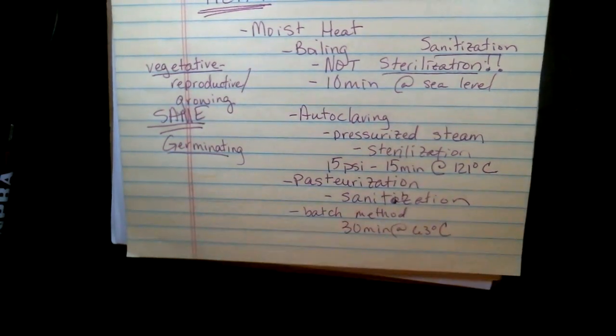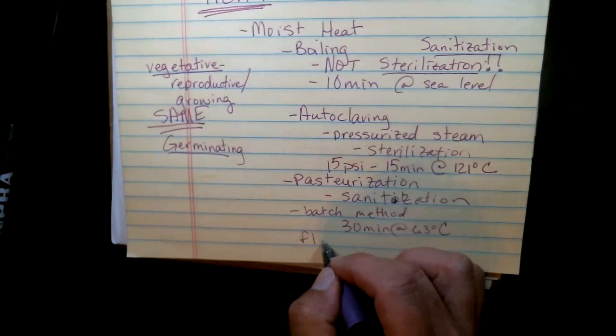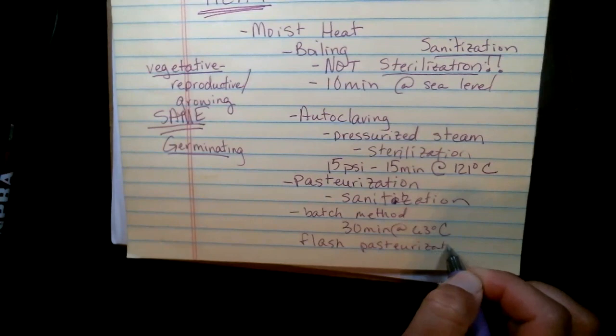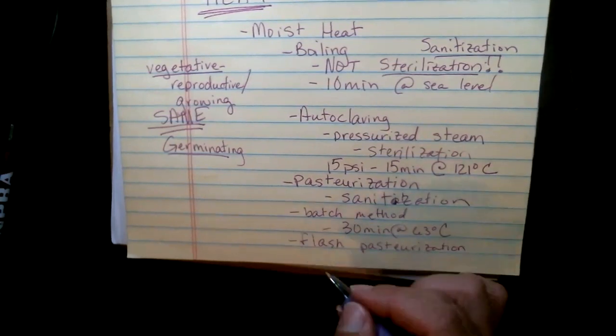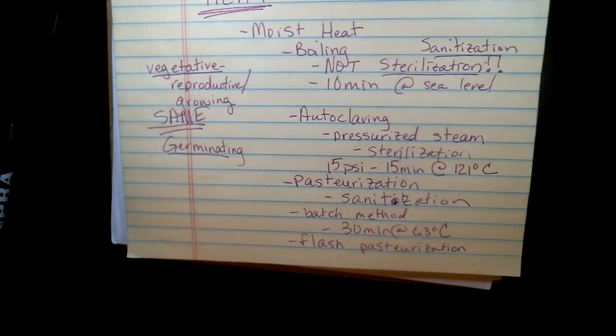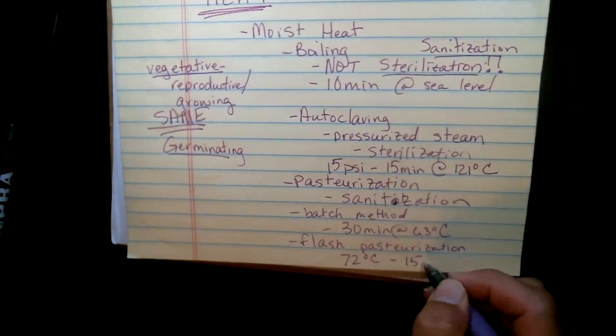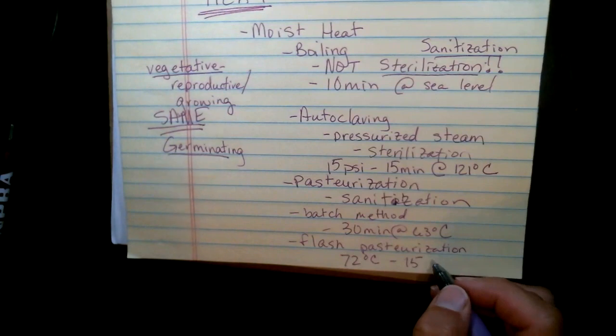The next one is the one that most milk processors today use, high temperature short time pasteurization. This one is also known as flash pasteurization. The batch method is the oldest one known. Flash pasteurization is 72 degrees Celsius for 15 seconds.